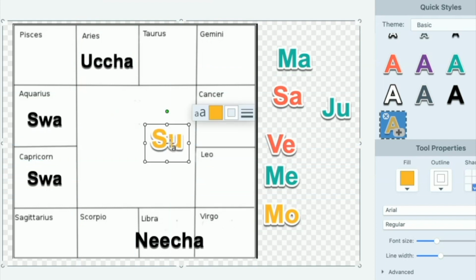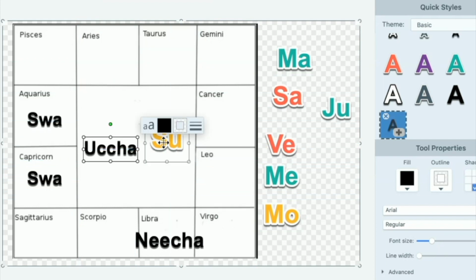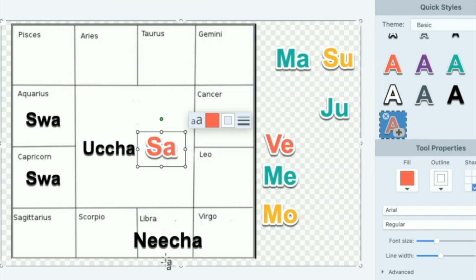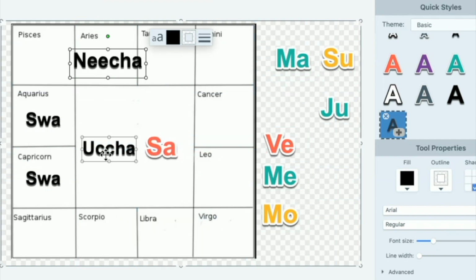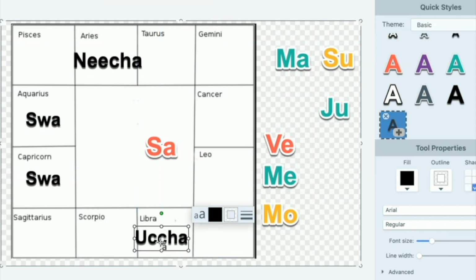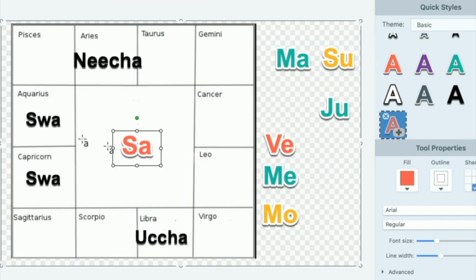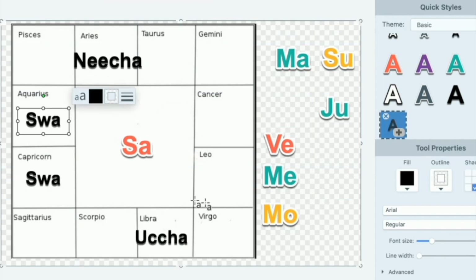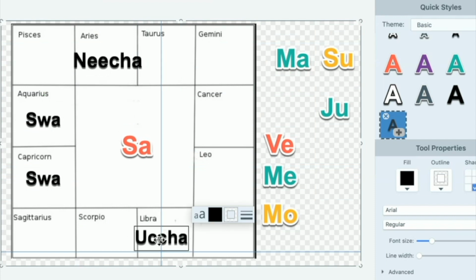So Saturn is opposite. Saturn is actually debilitated in Aries, and it's exalted in Libra. Now, from Capricorn, Libra rules the 10th house, and from Aquarius, it rules the 9th house. So Saturn feels very comfortable in the 10th and 9th.